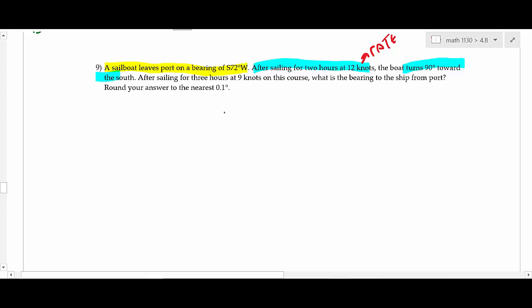So let's put a little dot there, and let's call that the port. That's where the ship is going from. If you look at what I highlighted in yellow, that means the sailboat is going south 72 degrees west. I'm going to use some dashed lines for that. So that course is directly south, and then we're going to veer 72 degrees to the west like this. We'll move over in this direction, something like that, and stop at that point.